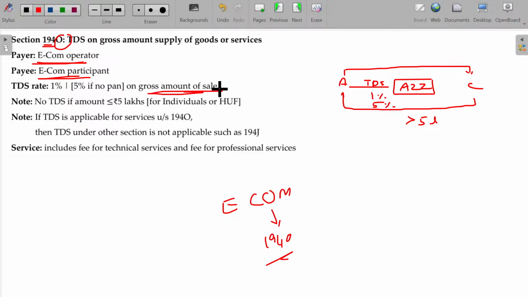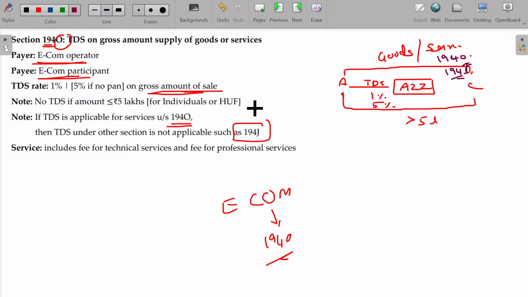Clear? On the gross amount of sale. A sells to the customers and demands my payment being 7 lakhs. Then A to Z deducts 1% if the PAN is submitted by the supplier. If TDS is applicable for the services under section 194 O, 194J is not applicable. This is applicable not only for goods but also for services. In case of services, 194 O is applicable. If 194 O is applicable, 194 J is not applicable.